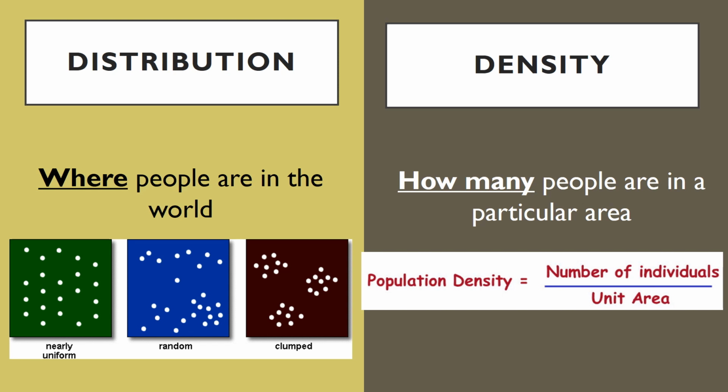Okay, when looking at demography, we also look at distribution and density. Just make sure you quickly know the difference between those. Distribution is where people are in the world. And this is where we do our 4-level map analysis over and over and over. We see different patterns, okay? However, density is how many people are in a particular area. And that is equivalent to a population density. That is the number of individuals divided by the unit area.